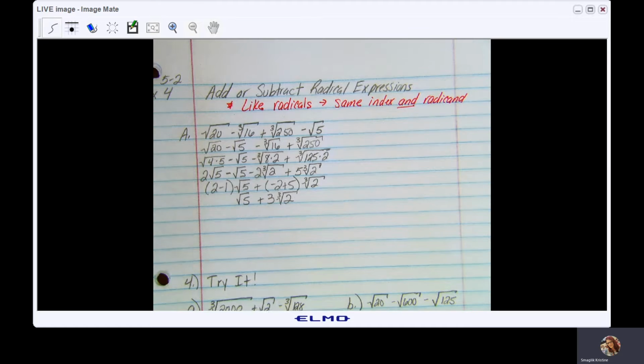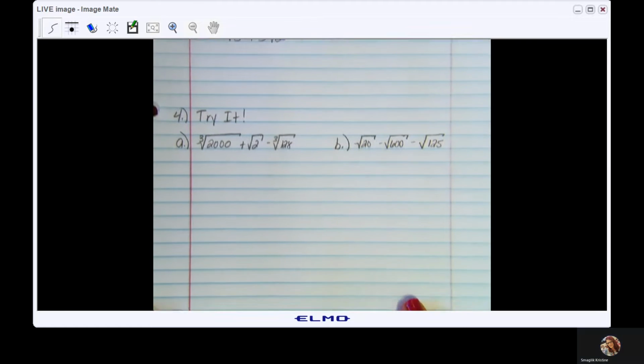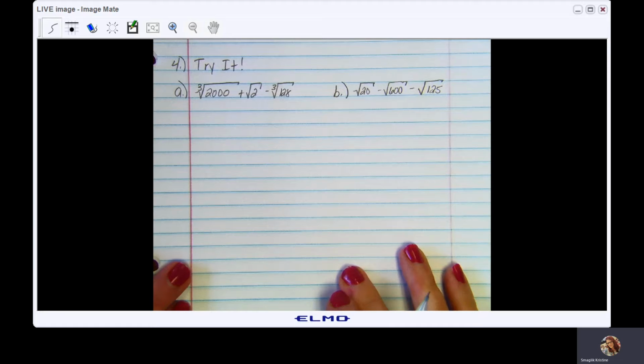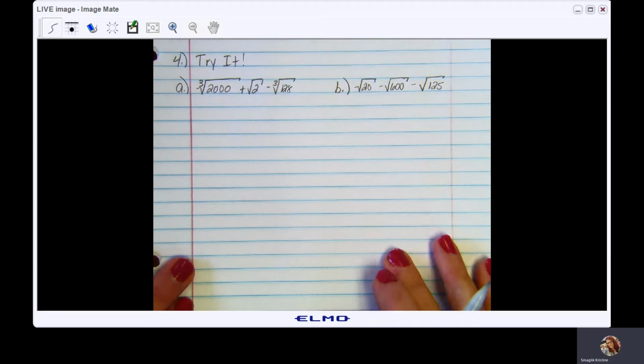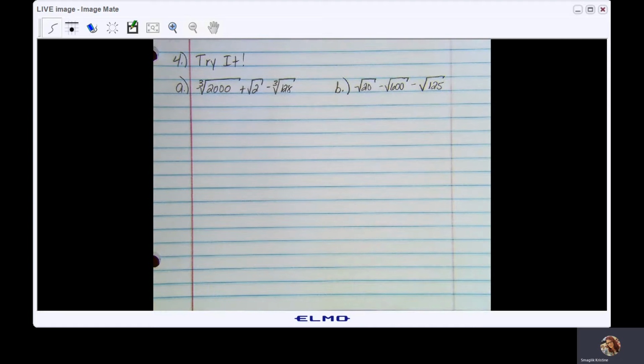Now let's take a look at these triads. These are going to take a little bit more work. They're not as straightforward as our first example. So let's go ahead and break it down.